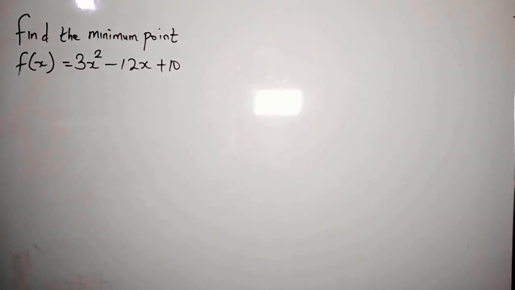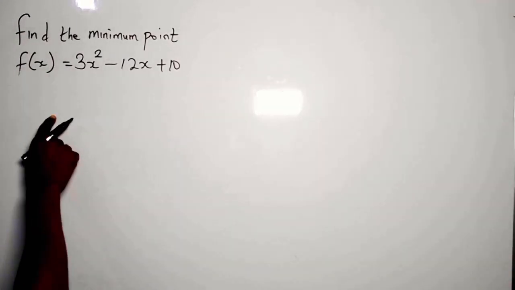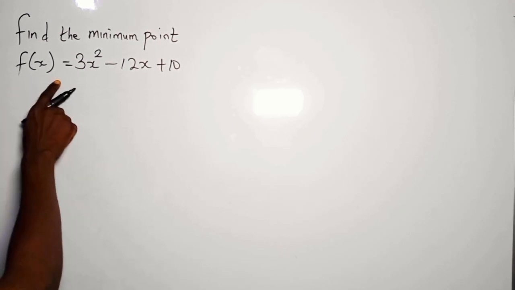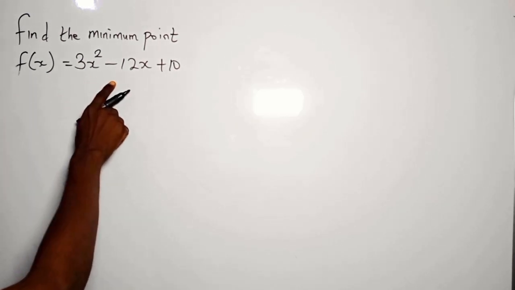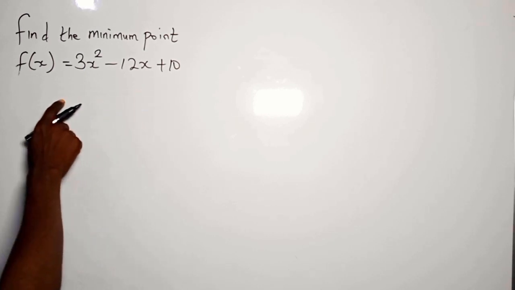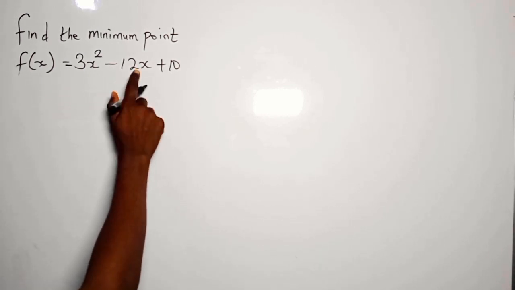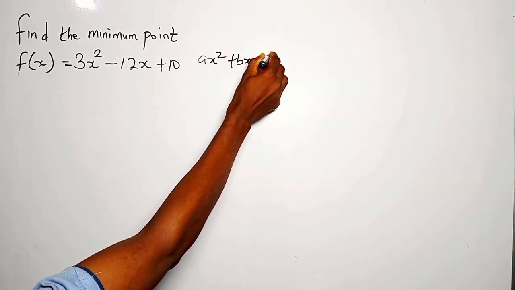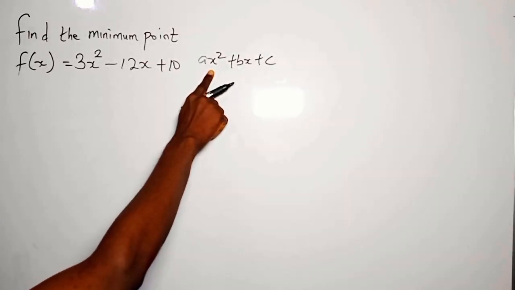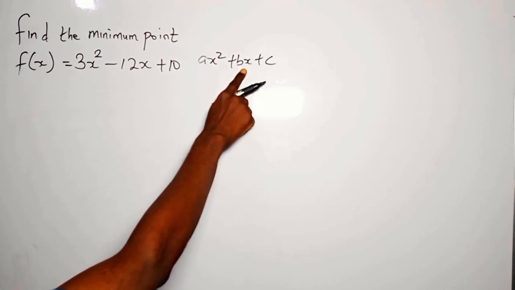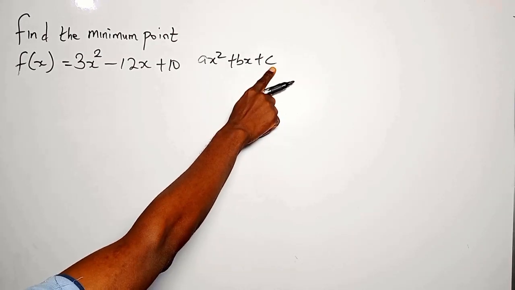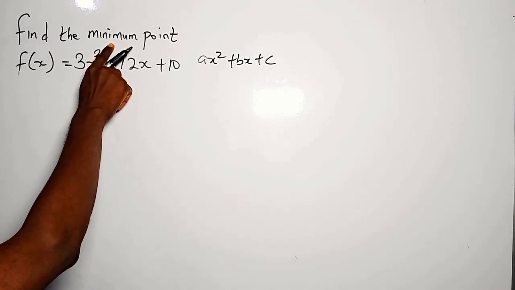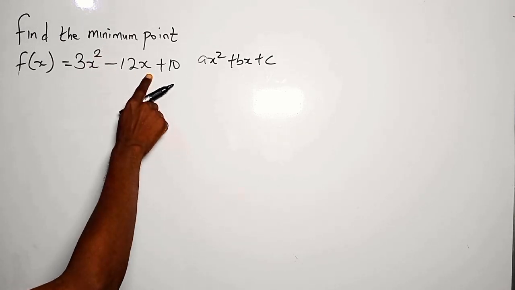Hello everyone. The question says find the minimum point of this quadratic function. We have f of x equals 3x squared minus 12x plus 10. For a quadratic function, we have it in the form of ax squared plus bx plus c. The coefficient of x squared is a, the coefficient of x is b, and the constant is c. So how do we solve this? How do we determine the minimum point of this quadratic function?